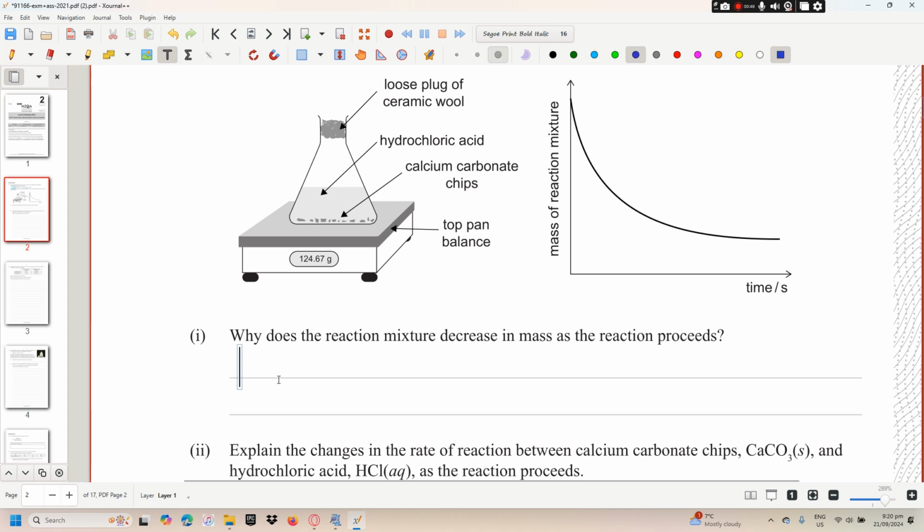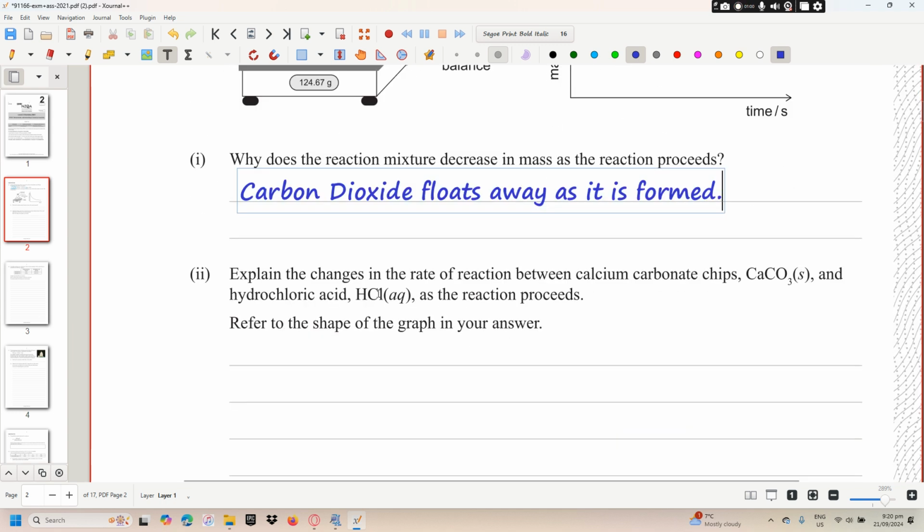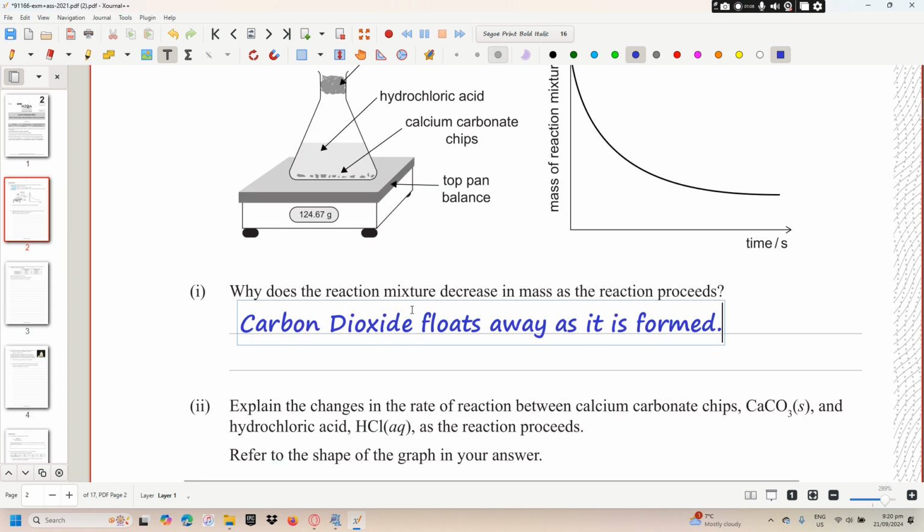Why does the reaction mixture here decrease in mass as the reaction proceeds? It's a pretty quick answer. Carbon dioxide floats away as it is formed, and hence the mass goes down. Explain the changes in the rate of reaction between calcium carbonate chips and hydrochloric acid as the reaction proceeds. Refer to the graph in your answer.